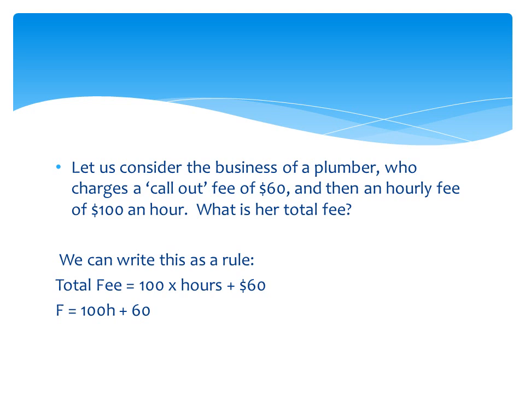We can write this as a rule. We can say the total fee is going to be 100 times the number of hours she works, because her fee is $100 per hour, plus $60, which is the call-out fee that's charged in every situation. We can then abbreviate that a little and say, well, just using letters, F can stand for total fee, H the number of hours, F equals 100 times H plus 60.